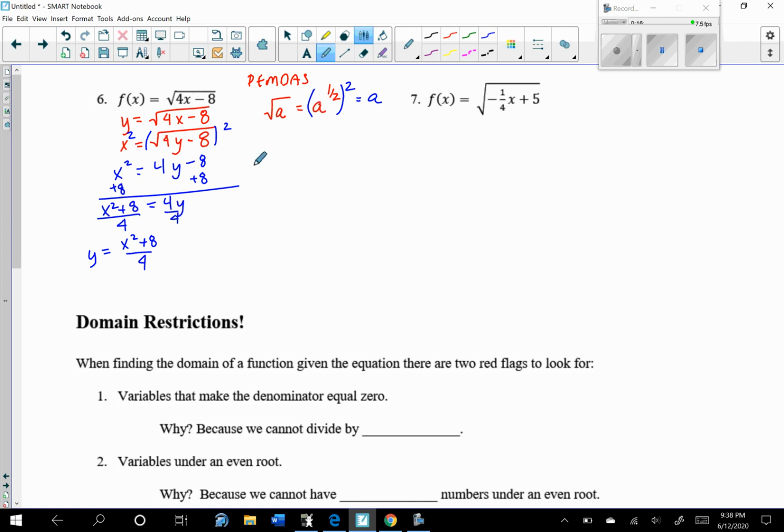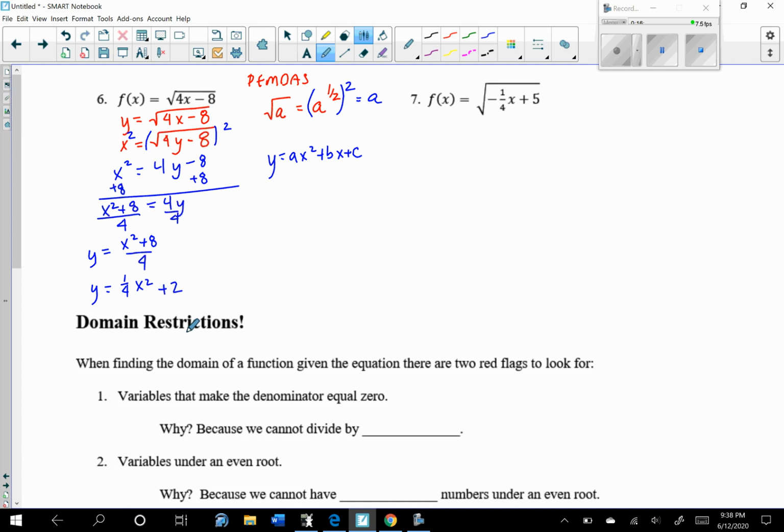But remember, we have something that's quadratic, so y equals ax squared plus bx plus c. We're going to write it in that standard form, so I'm going to simplify this. So we have y is equal to 1/4 x squared, and 8 divided by 4 is 2, so plus 2. Now, can we write this using our function notation?